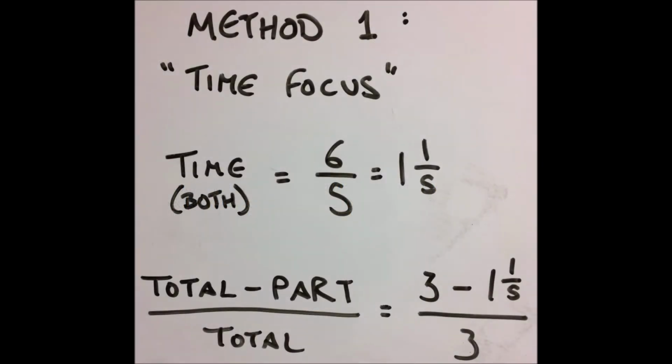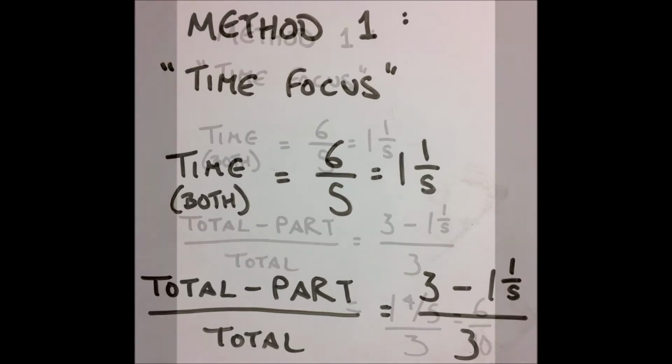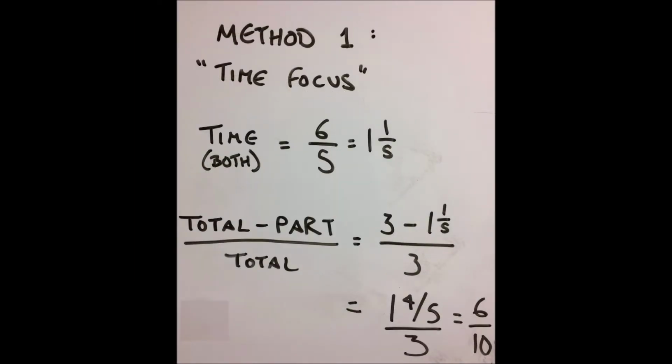We know that total minus part here represents the 3 hours as if machine B were working by itself, minus the combined work time. So 3 hours minus 1 1/5 hours, divided by 3. This ratio then gives us 1 4/5 over 3, which is 6 over 10. That represents the ratio of what work was not necessary for machine B to do, because it was now being helped by machine A. So the idea is you just reduce the time required and create that ratio accordingly.